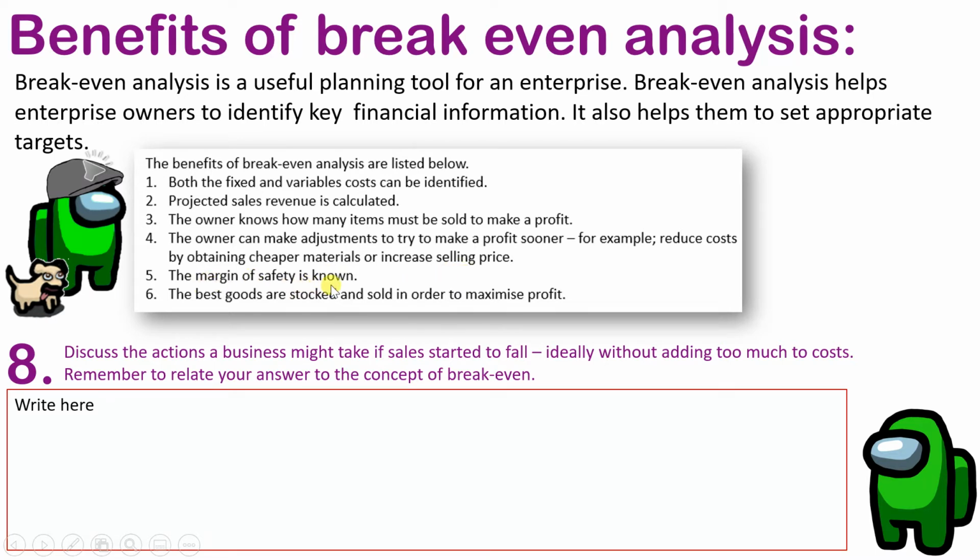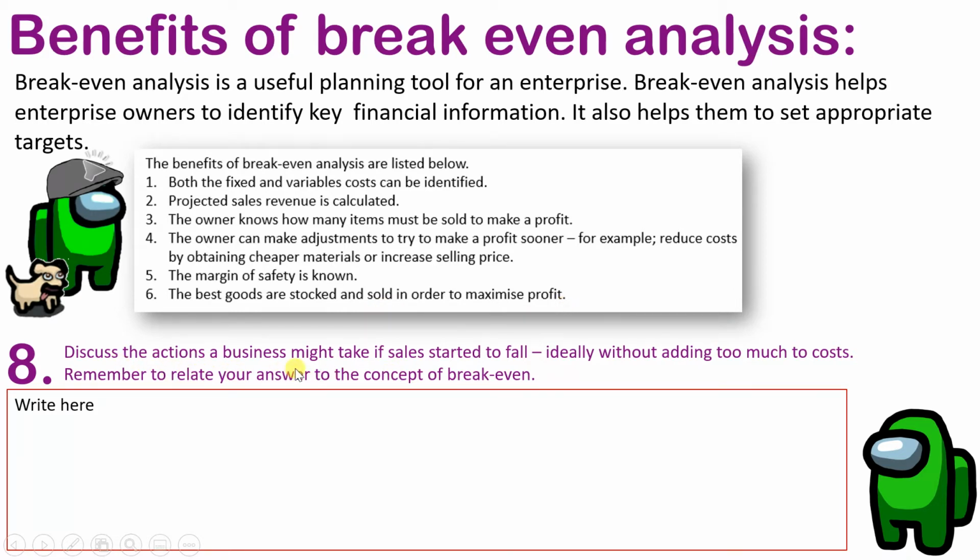The margin of safety is known, so they know just how much sales can drop by before they have to start making different financial arrangements. And number 6, the best goods are stocked and sold in order to maximise profit.